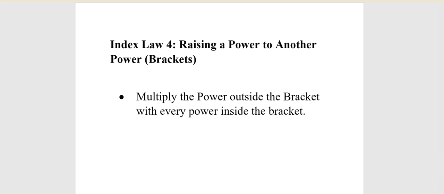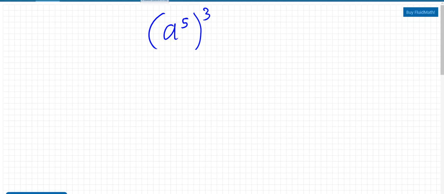The next index law, and our last one for this session, is index law 4. It's saying raising a power to another power. If that confuses you, you will use this index law when you see brackets. That's when we apply this index law. And the only thing you have to remember is this: multiply the power outside the bracket with every power inside the bracket. So let's do some examples to have a look and see.